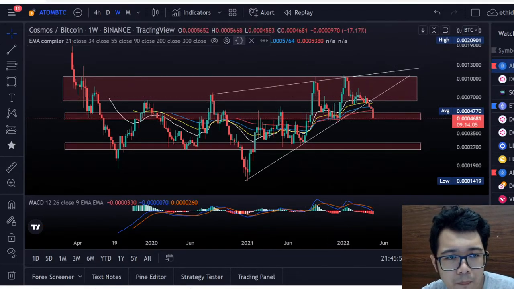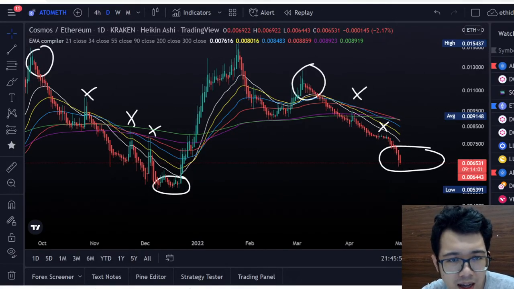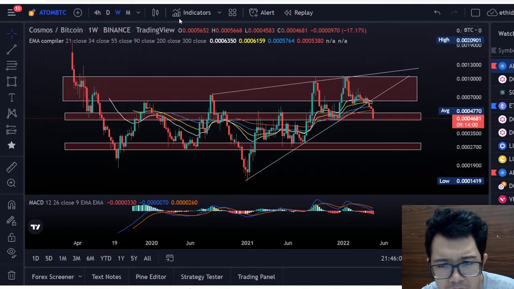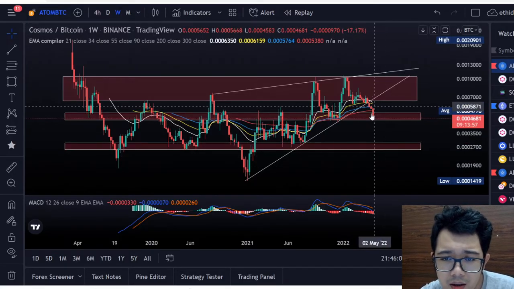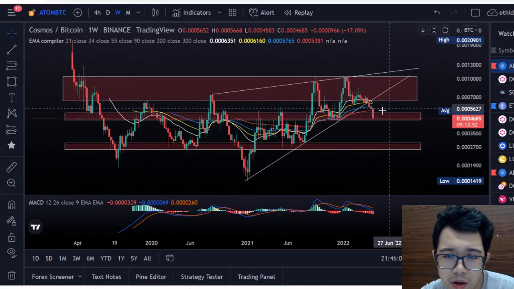It's okay, but you need to see the Atom Cosmos going back to green. That's the last indicator that you need. That's why the plan for the Atom Bitcoin maybe needs to go back to here.